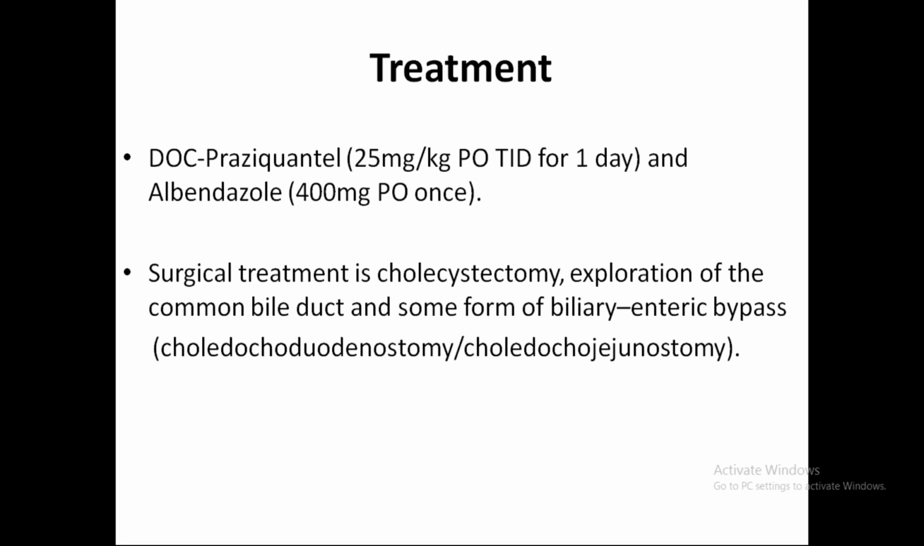So coming to the treatment, drug of choice is praziquantel, 25 milligrams per kg orally TID for 1 day, and albendazole 400 milligrams orally once a day. That is a single dose only once. Surgical treatment is cholecystectomy, exploration of the CBD, and some form of biliary enteric bypass like choledochoduodenostomy or choledochojejunostomy will be done.